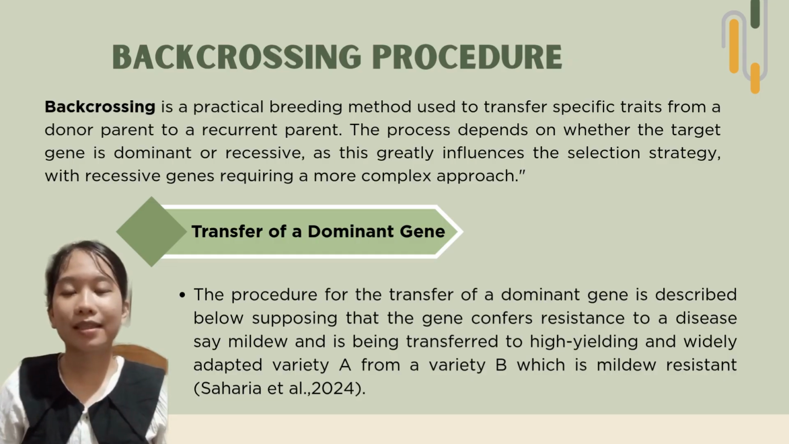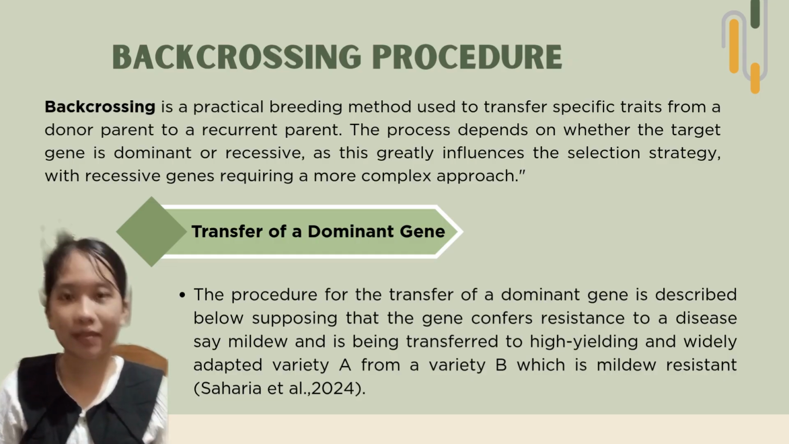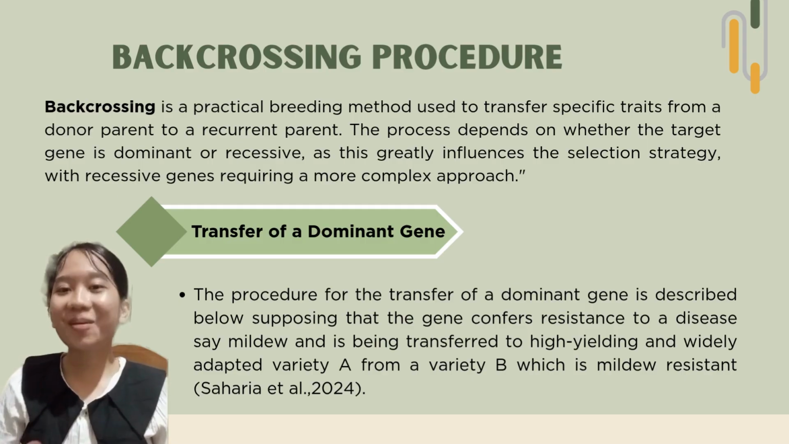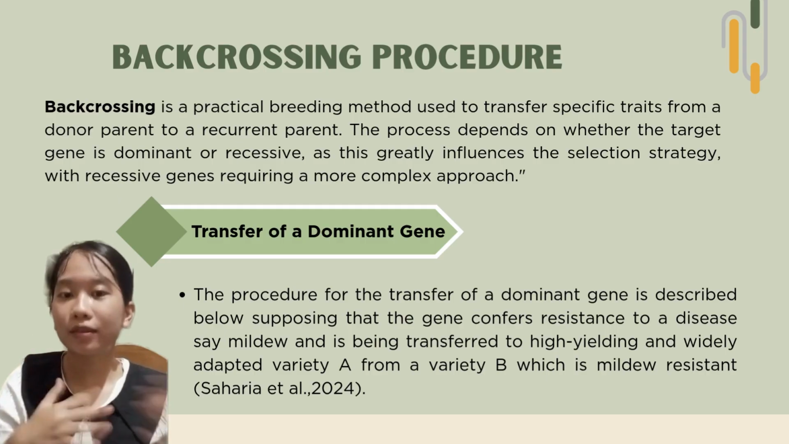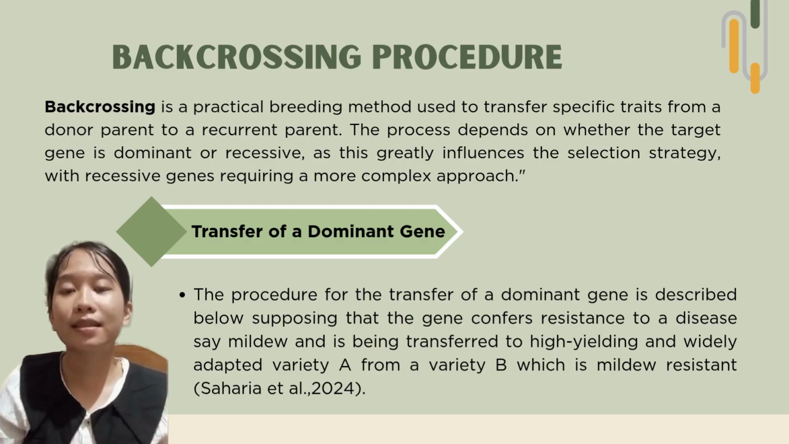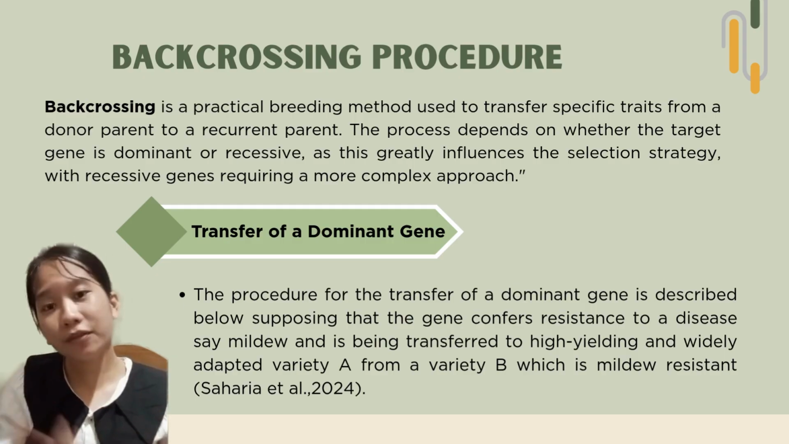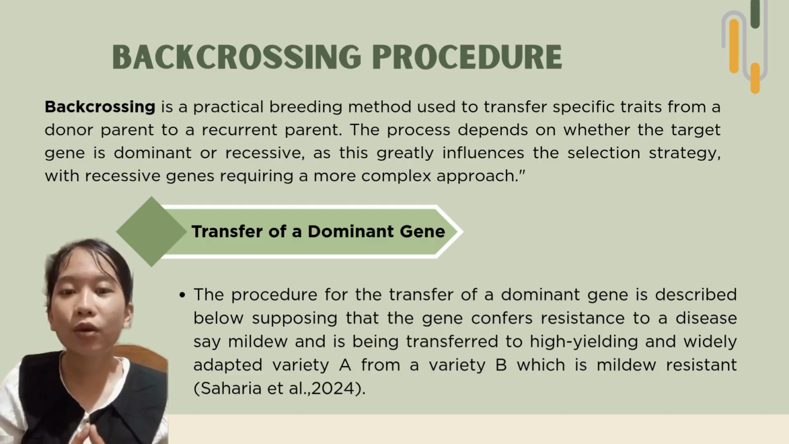Transferring a dominant gene, such as for many types of disease resistance, is the more straightforward application of the backcross method. Dominant gene transfer is simpler because the trait is immediately visible in the offspring. Since makita na siya sa offspring, mas dali nato ma-identify si dominant trait. This allows breeders to easily identify resistant plants and continue backcrossing them with the original parent. Since dali ra man nato siya ma-identify kay dominant siya, mas mapadali ang pag-select sa mga desirable traits.